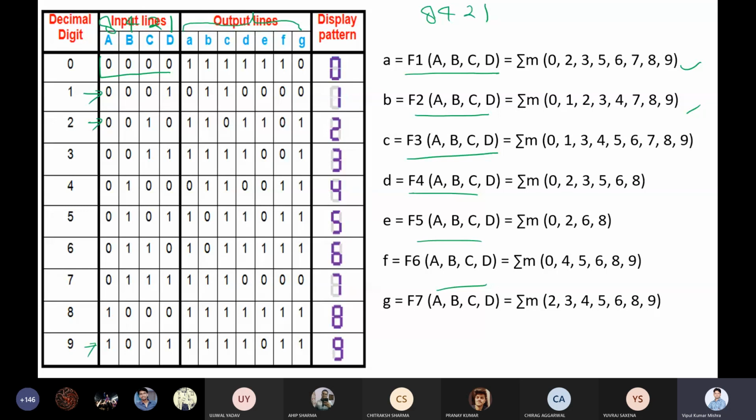Any doubt how we have prepared this min-term equation? Anyone, any doubt on this?